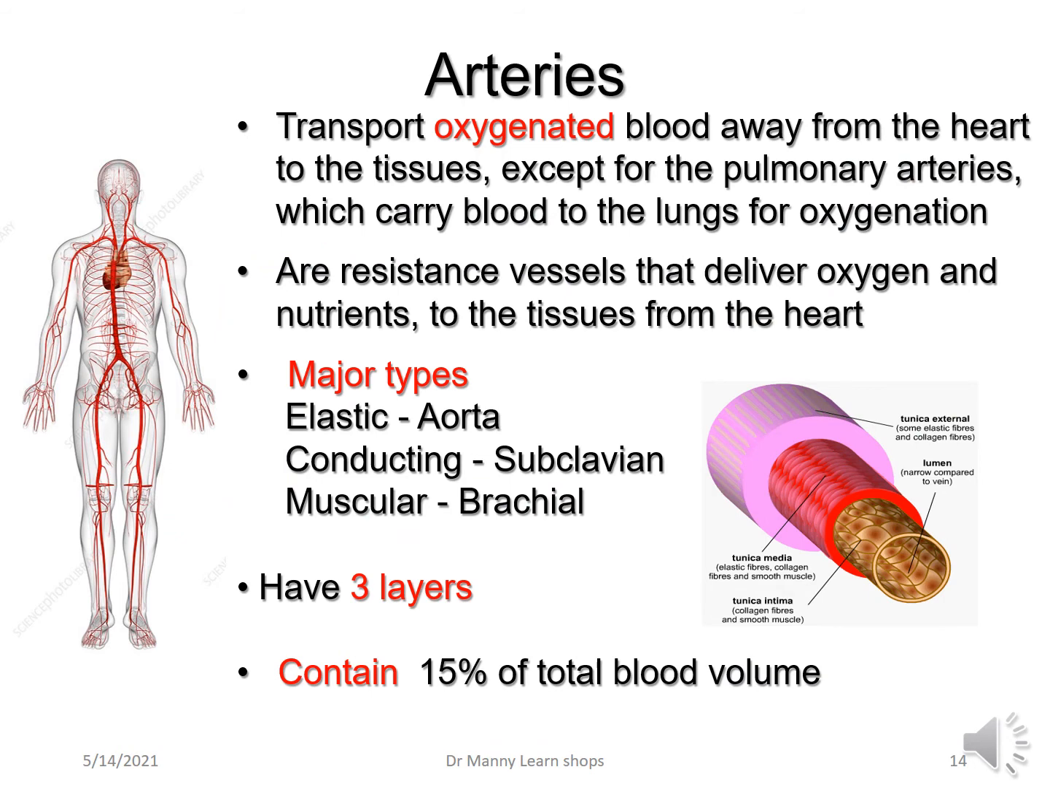You've got arteries. What are arteries? Arteries are blood vessels that transport oxygenated blood away from the heart to the tissues, except for the pulmonary arteries, which carry blood to the lungs for oxygenation, and this blood is deoxygenated. Arteries are also resistance vessels that deliver oxygen and nutrients to the tissues from the heart. Major types of arteries include the elastic arteries, which can be the aorta, conducting arteries like the subclavian arteries, or muscular arteries such as the brachial arteries.